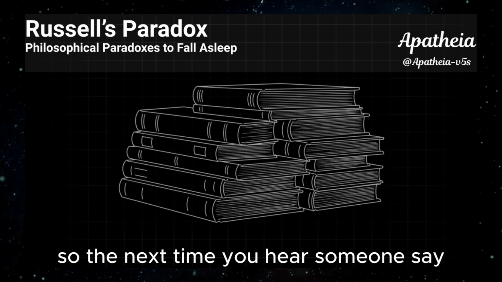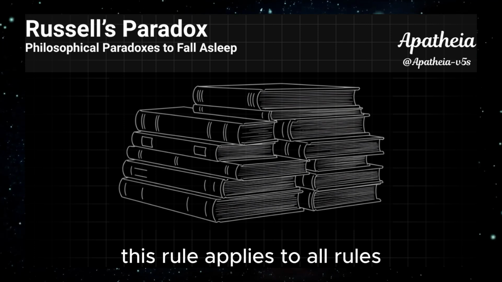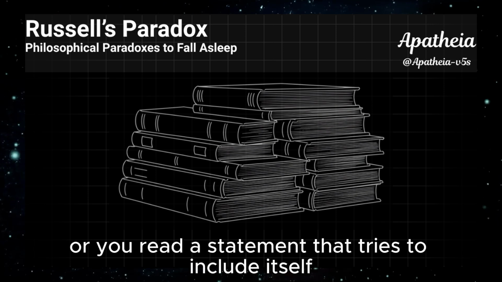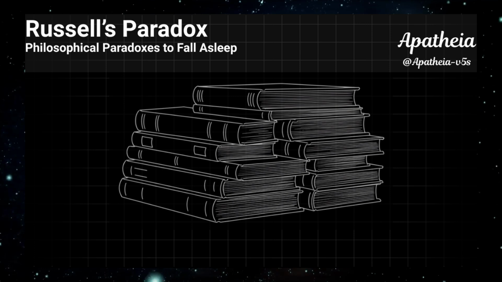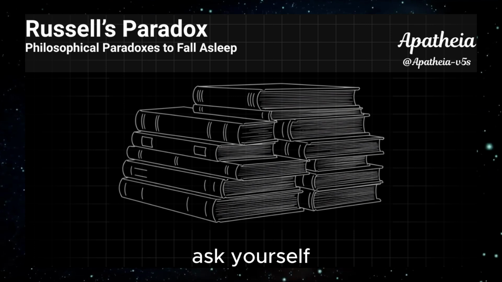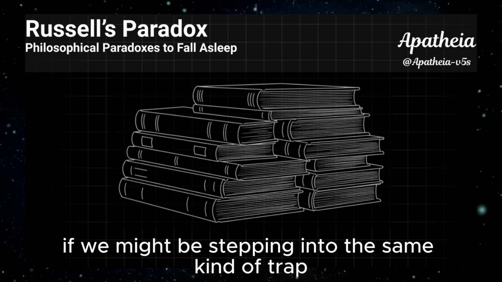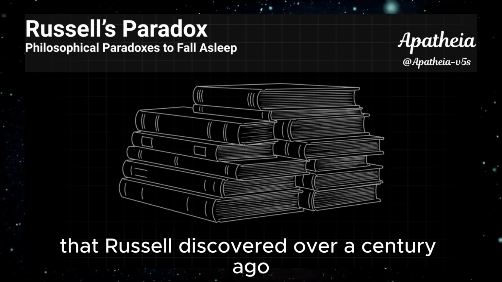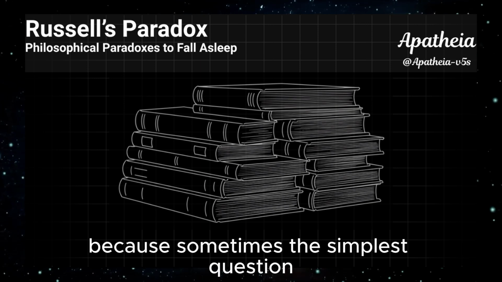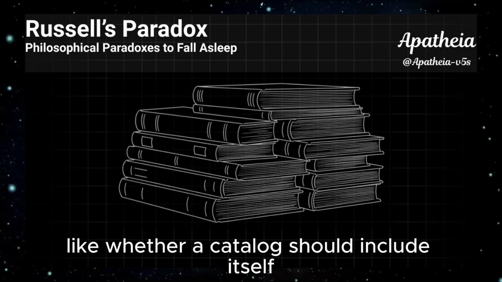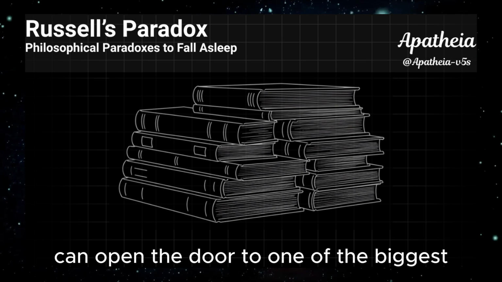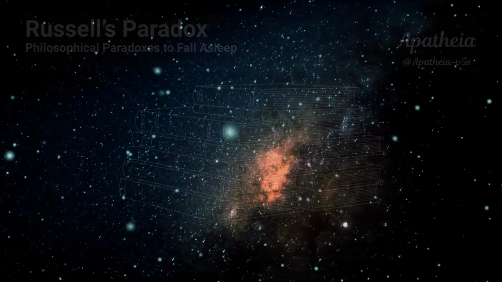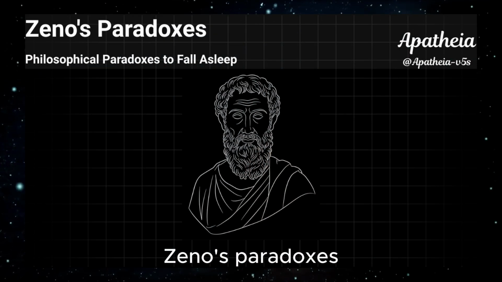So the next time you hear someone say, "This rule applies to all rules," or you read a statement that tries to include itself in its own description, pause. Ask yourself if we might be stepping into the same kind of trap that Russell discovered over a century ago. Because sometimes the simplest question, like whether a catalog should include itself, can open the door to one of the biggest mysteries in logic. Zeno's paradoxes.